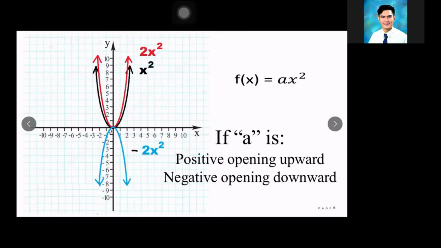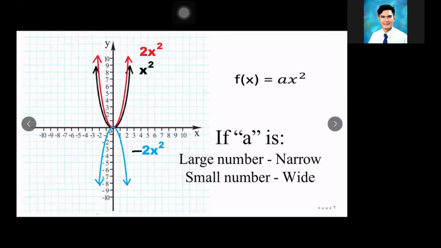And also, in our video, if a is a large number, the behavior of the graph will become narrow, or closed in the given axis. Next, if a is a smaller number, meaning a decimal or a fractional value, the graph will become wide.